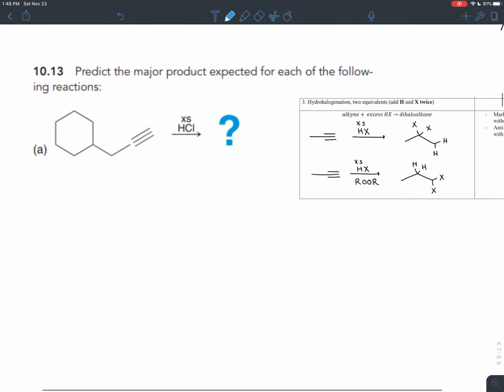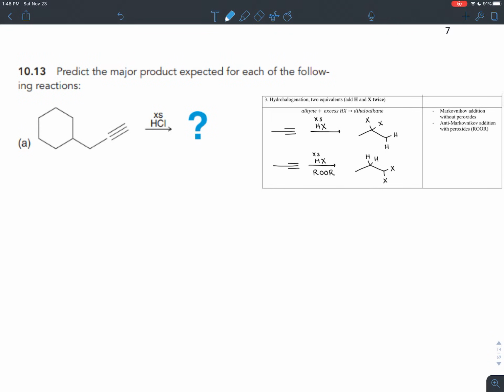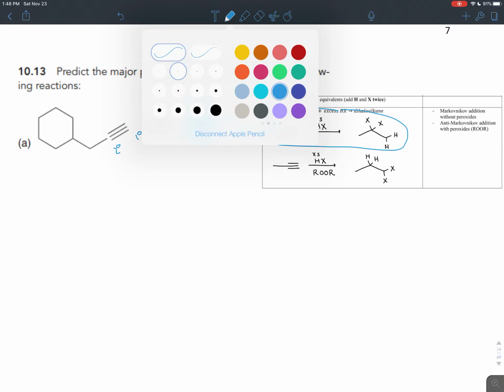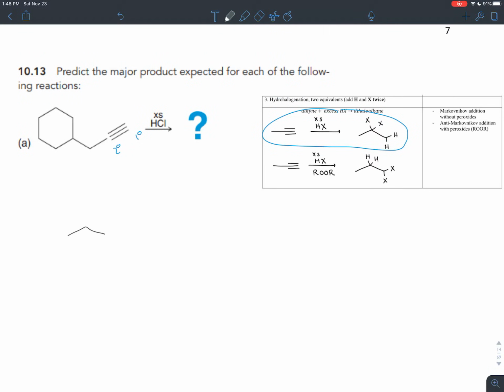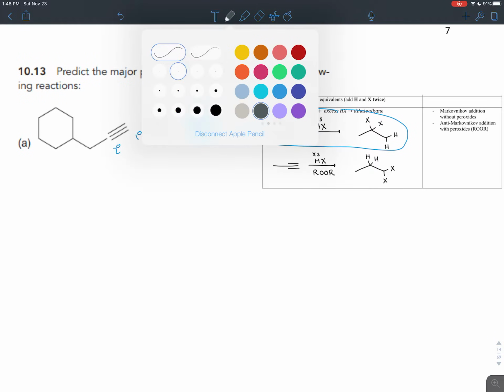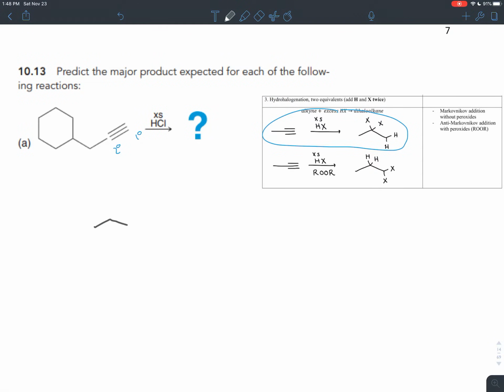We have an alkyne in A, and we're going to add two hydrogens and two halogens on here, because we have excess hydrogen and halogen. The halogen we're going to add is chlorine. Now if you think about the two carbons in this triple bond, the one at the end is primary and the one in the middle is secondary. Because we don't see peroxides, this is going to be Markovnikov addition. And we can sort of model it on the example in that recipe sheet.